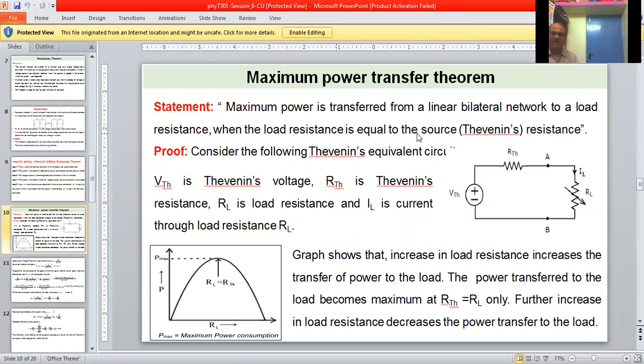So you can look at this network. Here the load resistance is there. The load is the one which consumes electrical power at the end. This is the voltage source, and here one resistance is there. It is called the Thevenin's resistance.